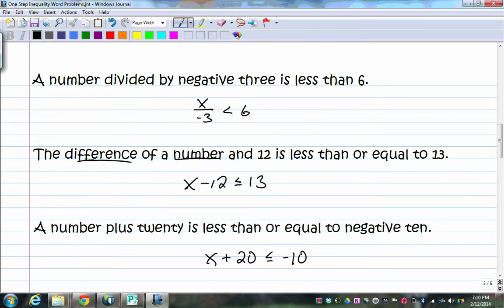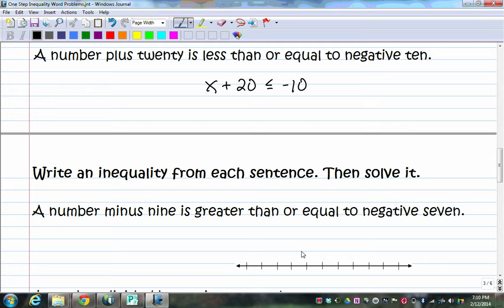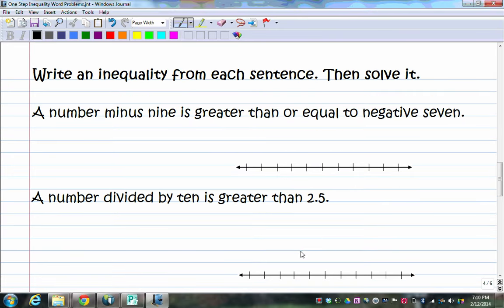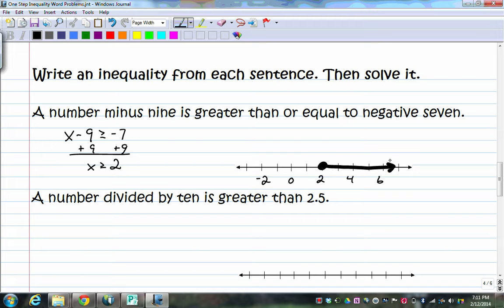Okay, well that's nice. But now let's solve them too. So here, write it from the sentence, then solve it. So go ahead and try, oh, you know what, I'll do the first one, you do the second one. How about that? So here, a number minus 9 is greater than or equal to -7. I'm going to solve this by adding 9 to both sides, and x is greater than or equal to 2. So I come to my number line, there's 2, 4, 6, 0, -2, and it's greater than or equal to, so it's going to be filled in, and it's going to point to the right.